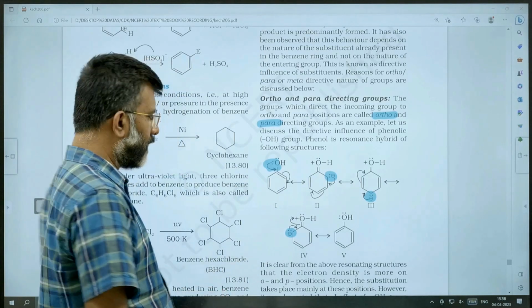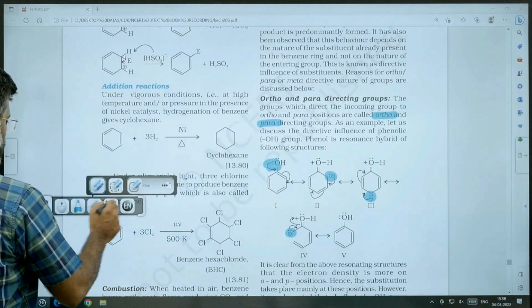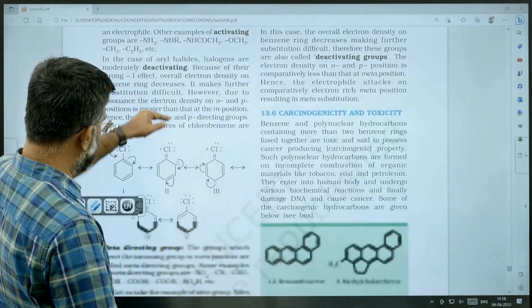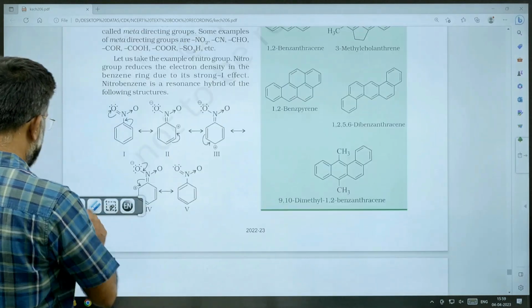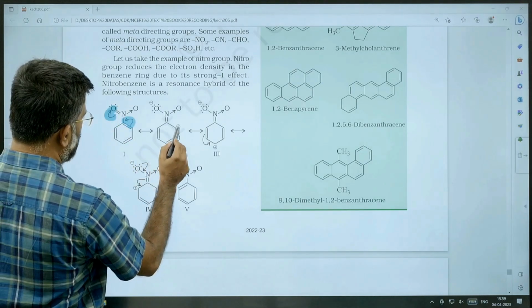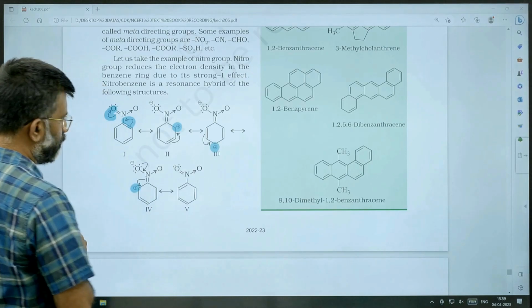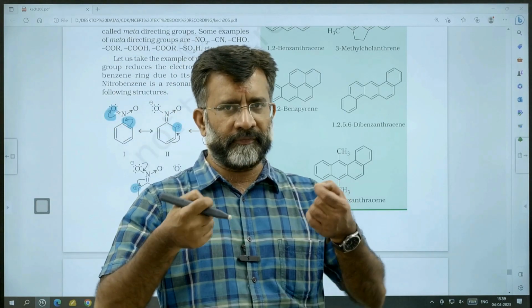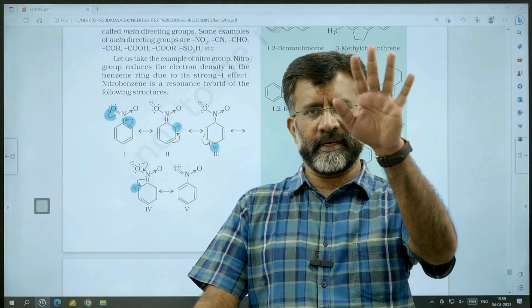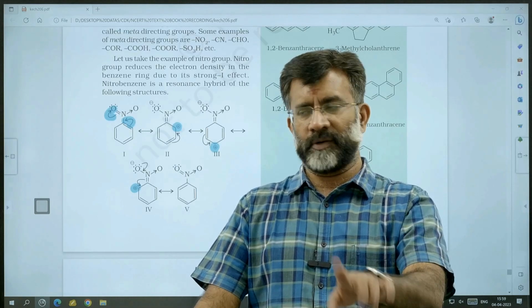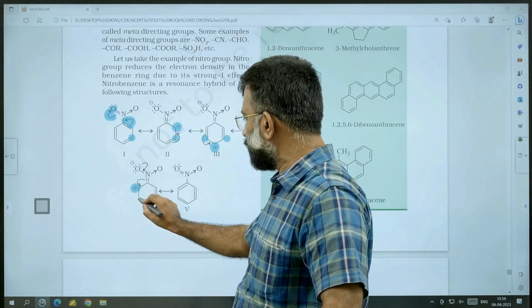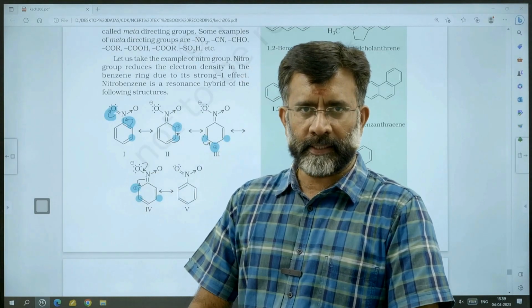Clear? What about an electron withdrawing group like a nitro group? What is happening with a nitro group? With a nitro group, there is an opposite effect. You see, there is a minus R effect. Due to the minus R effect, at the ortho position you can have a plus charge. So there is an electron deficit in the ortho-para positions. So normally the reactivity is suppressed. If it reacts, it will be attacking at a meta position only, where there is no positive charge. Is it clear?